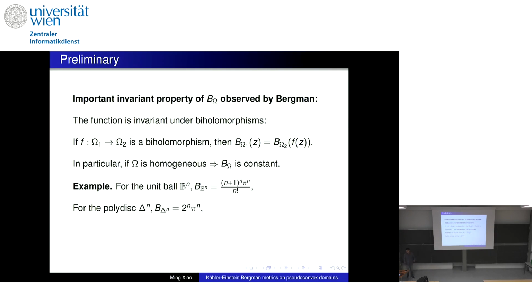Let's pause to give an example. We know that the unit ball is homogeneous, and one can compute that it is a constant, first of all, and one can compute the constant is this constant. We also know the polydisk is homogeneous. So for the polydisk, the Bergman invariant function should also be constant, and one can compute the constant is this. And this actually gives another proof that the unit ball is not biholomorphic to the polydisk in several complex variables, because if they were biholomorphic, then the constants must be equal. However, they are not equal. Okay, let's come back to our setup.